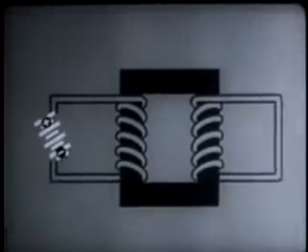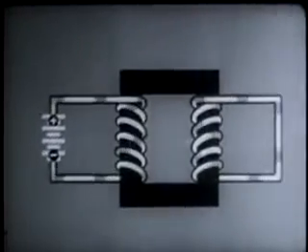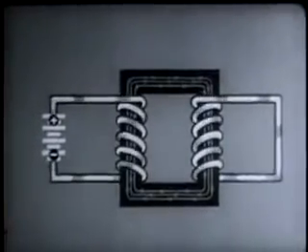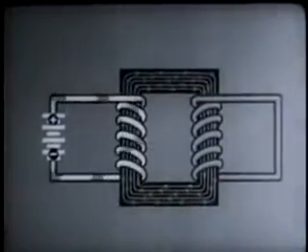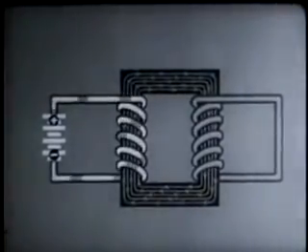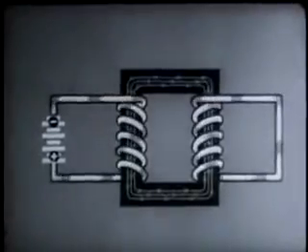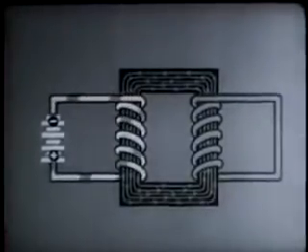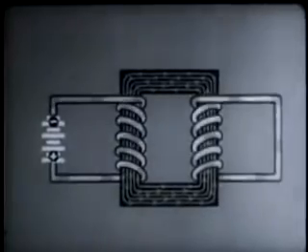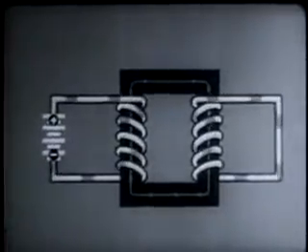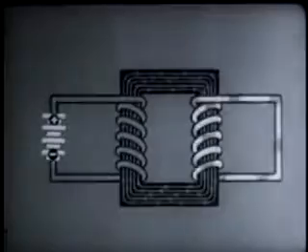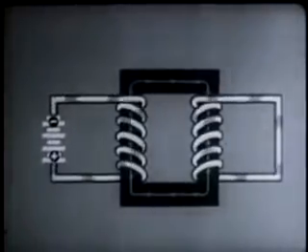Now let's consider alternating current. We'll first give you an idea of how it works by sending direct current through the coil. First in one direction, then in the other. Notice that the induced current in the second winding reverses each time the supply current is reversed. Now let's speed it up. The two currents begin to resemble each other.